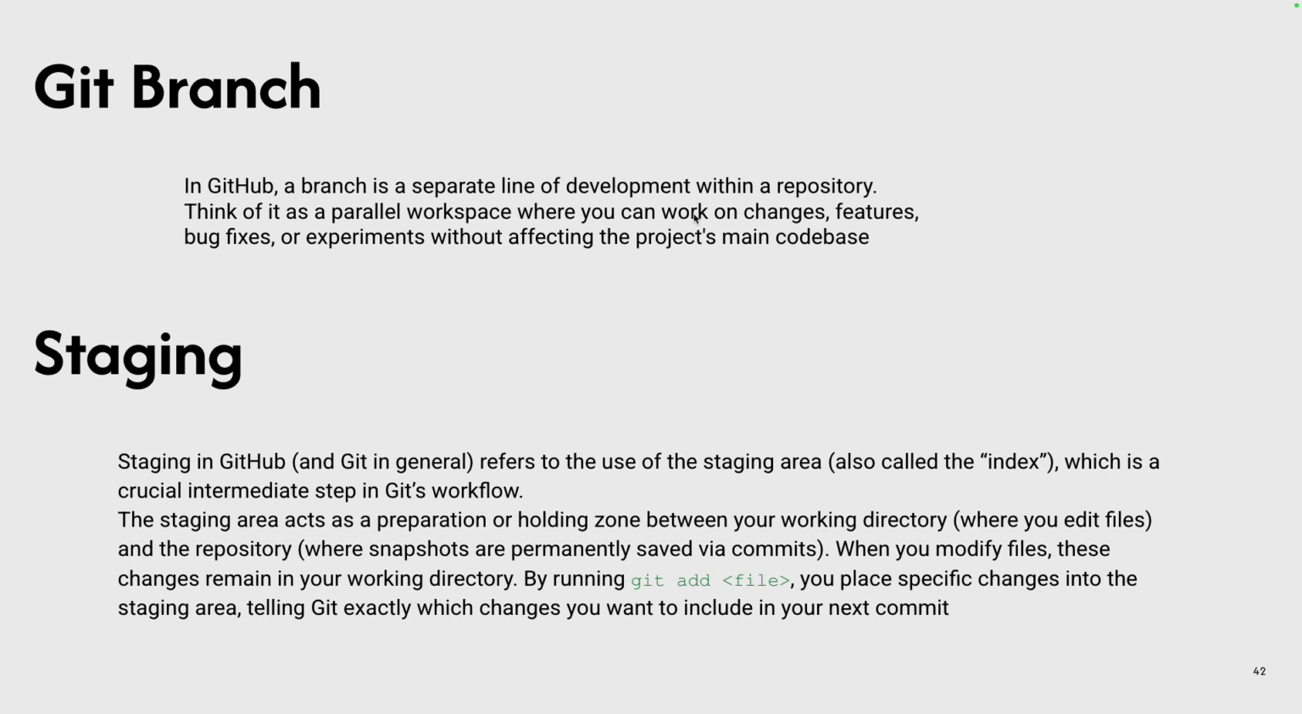Branching and staging are two different things. Branching is like creating a subfolder for your main working folder, and staging is the intermediate stage between your working directory and the repository.